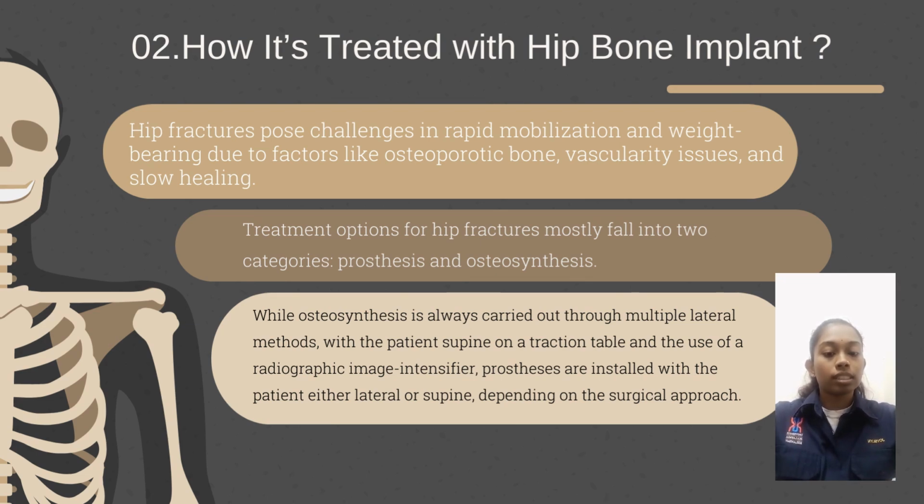While osteosynthesis is always carried out through multiple lateral methods, with the patient supine on a traction table and the use of a radiographic image intensifier, prostheses are also installed with the patient either lateral or supine, depending on the surgical approach.